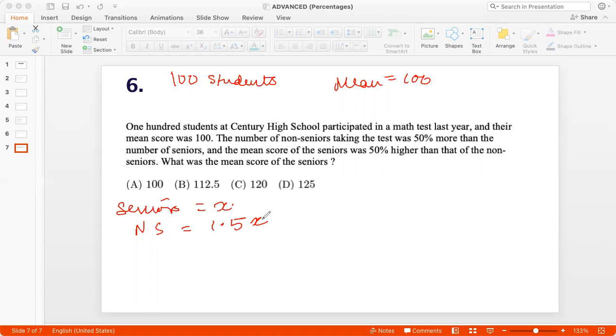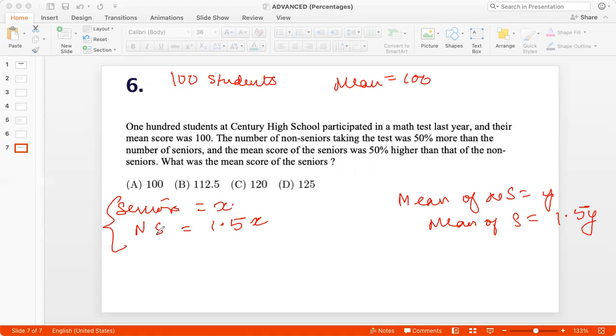And the mean score of the seniors was 50% higher than that of non-seniors. Okay, so let's say the mean of non-seniors is Y. So mean of seniors is 1.5Y, right? What was the mean score of the seniors?